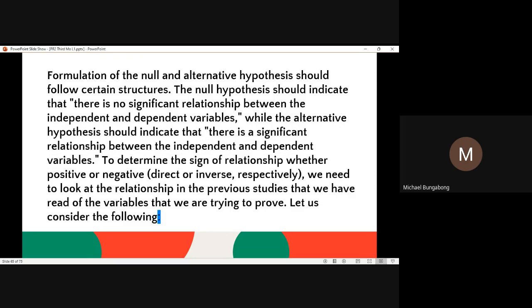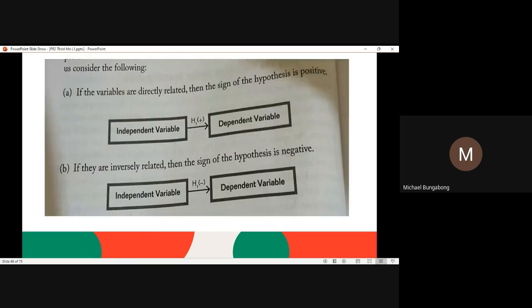Paano ba? Sa dati nating slides, no? Meron ako doon. So can you just take a look so that you can still remember what I am referring to? Okay? So this is how it looks like if the variables are directly related. So nakita nyo, independent variables, dependent variables, then there's a symbol of hypothesis 1, and you consider a plus sign. So that means it is what? Direct relationship. Okay? So that means the independent variables and dependent variables are either both increasing or decreasing.